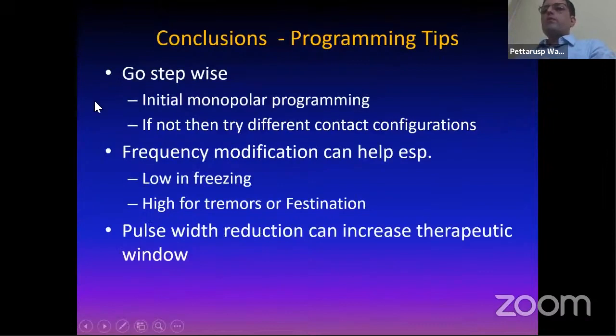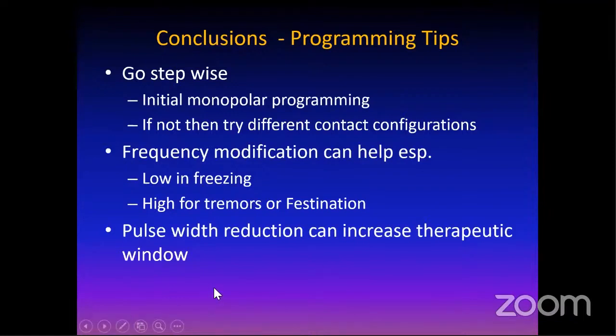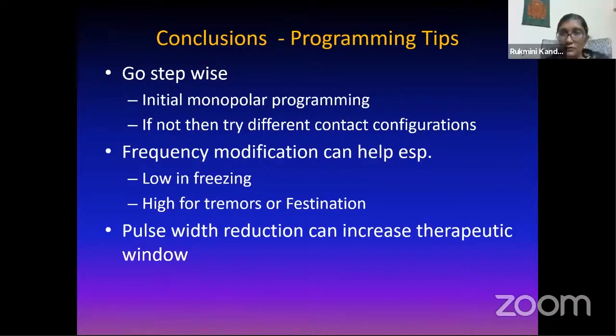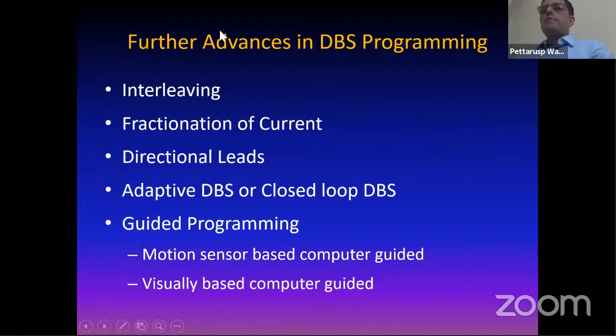So I'll conclude the programming here. Go stepwise, and use a monopolar setting initially. Only if it doesn't work, use different contact configurations. Frequency modification helps: low frequency helps freezing, high frequency for tremor or severe postural instability. Pulse width reduction can improve the therapeutic window, especially in Parkinson's disease. In dystonia, we may have to choose a higher pulse width to spread the current. And for tremor, you might have to use a higher frequency to give you a better tremor response.